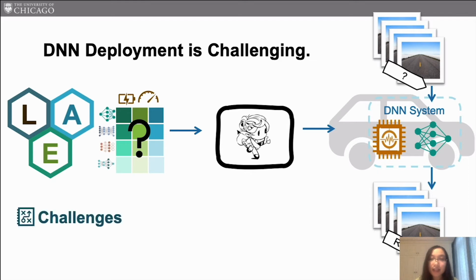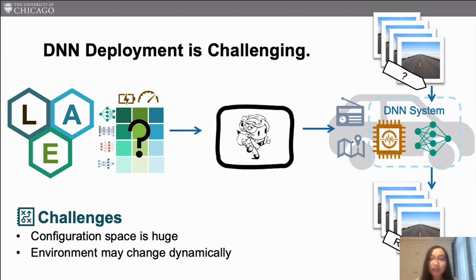Unfortunately, there are several challenges we have to overcome. First, the configuration has a huge space to choose from. Second, we have to account for dynamic requirement changes and resource contention from co-located jobs. And we also have to make the decision quickly.